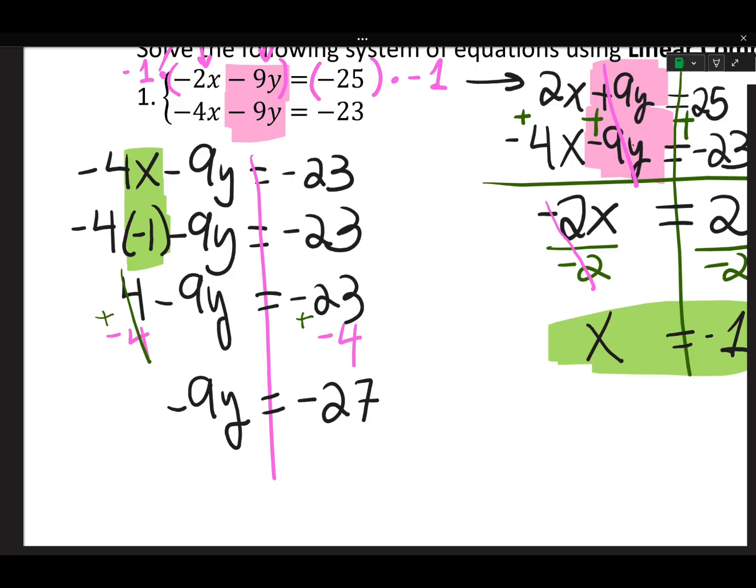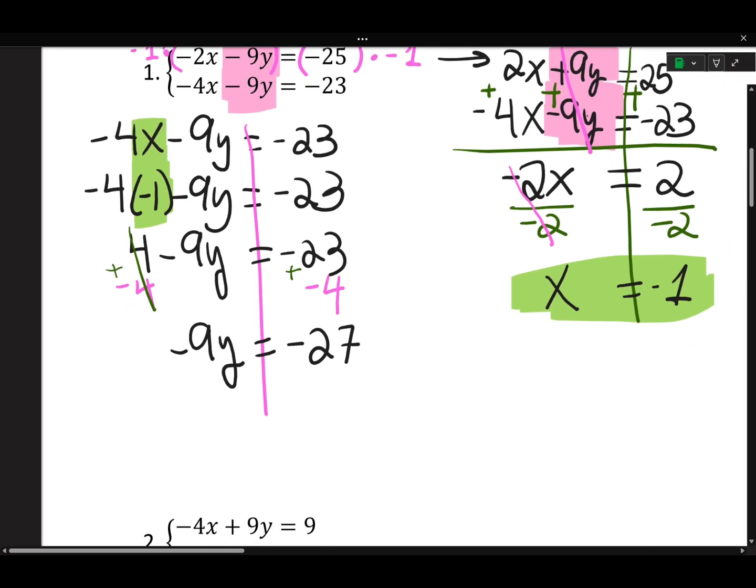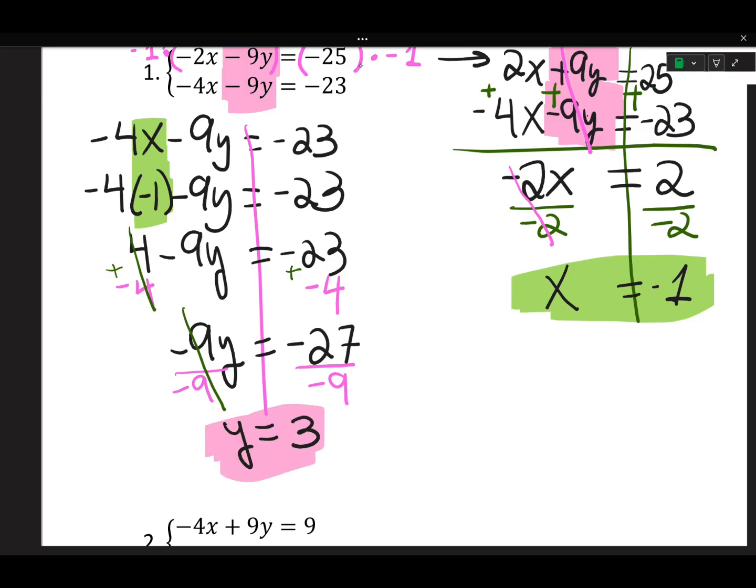Last step, what should we do? We're going to divide both sides by -9, because -9 divided by -9 is 1, and that's exactly what we want. We want 1y. -27 divided by -9 is +3. And there's our answer, (-1, 3).